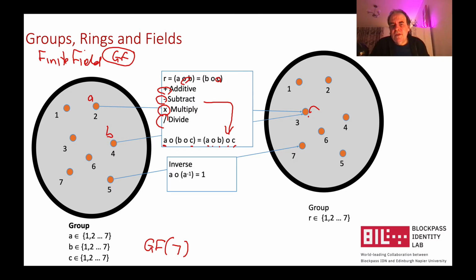Another operation that we need is the inverse, where we take an entity from our group, and whenever we perform an operation such as a multiply with its inverse, the result will be 1. So our Galois field allows us to limit the number of entities that we have within our group and then perform these operations within our finite field.